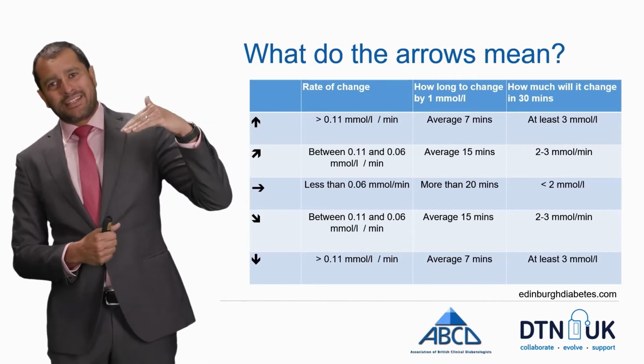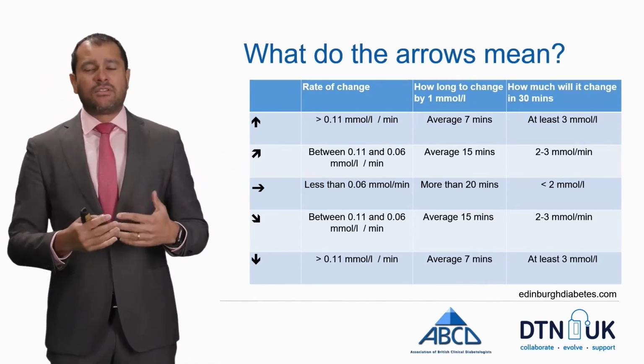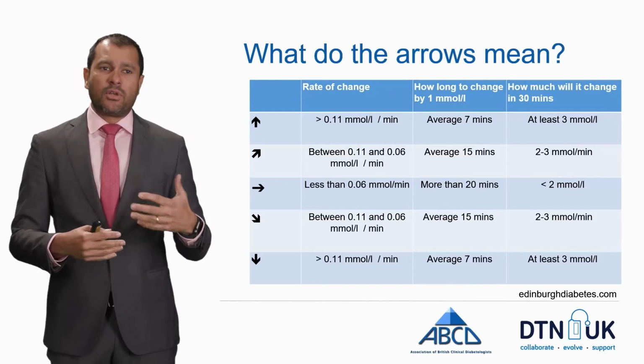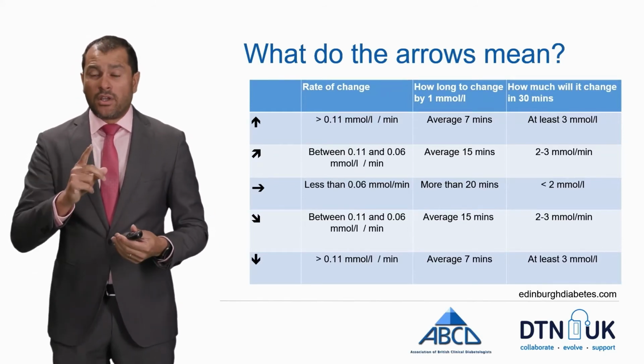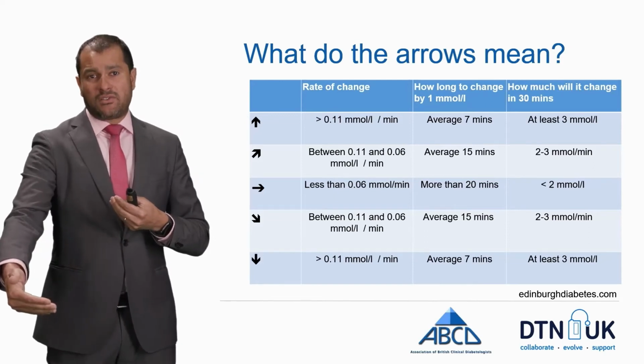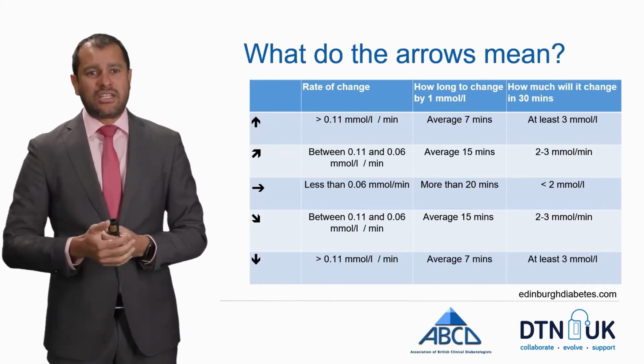Now, if you've got the oblique downward arrow, again, it means the same. The glucose is changing by between 0.1 and 0.06 millimoles per minute. So you're going to go down by 1 over about 15 minutes. It could be between 10 to 18.